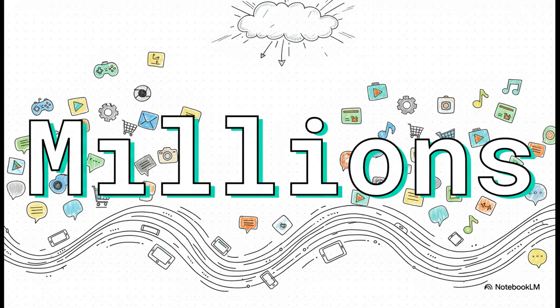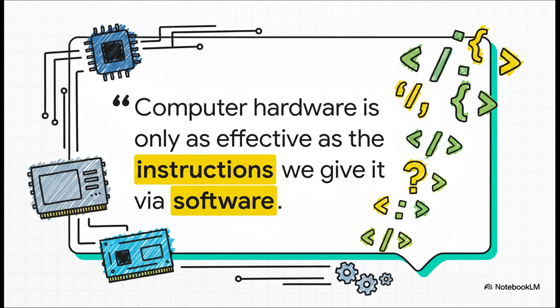And how big is that menu? It's staggering. We're talking millions of apps available in the Google Play Store. Millions. Millions of tools, games, services, all just waiting for you. The scale is honestly hard to wrap your head around. So when you think about those millions of apps and the complex systems that run them, it all boils down to one simple truth. The most powerful piece of hardware on the planet is totally useless without software giving it instructions. The instructions are everything.